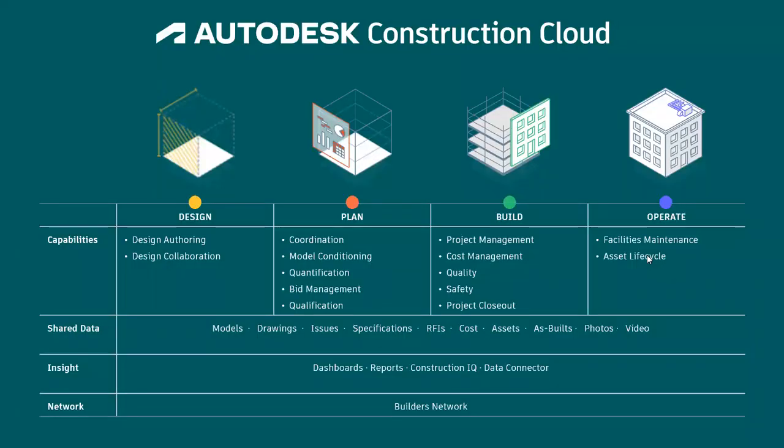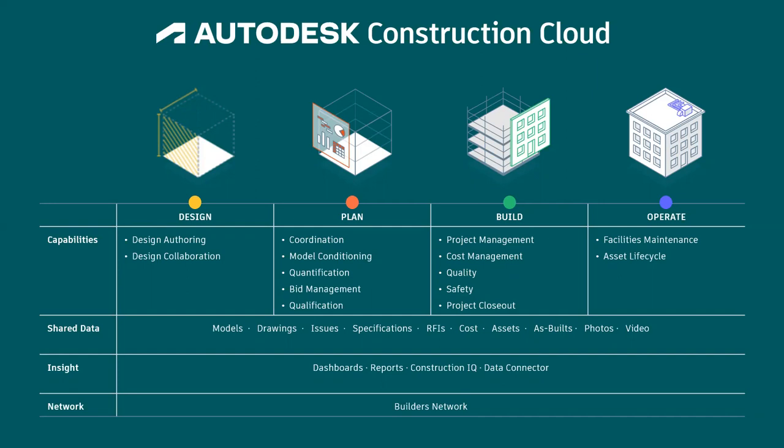So these different products which we have just seen function in different phases of the construction project. Let's say for the design phase, Autodesk BIM Collaborate Pro is used for design authoring and design collaboration. Then for the planning phase, BIM Collaborate Pro will also be used for coordination and clash detection. Another product, Autodesk Takeoff, is used for quantifications. Then for the build phase, Autodesk Build will be used, which has capabilities of project management, cost management, quality and safety management, and project closeout. Today we are majorly looking into the quality management aspects of this tool, Autodesk Build.